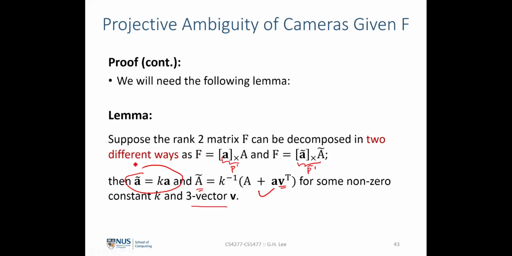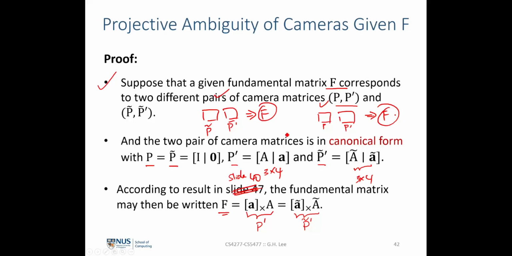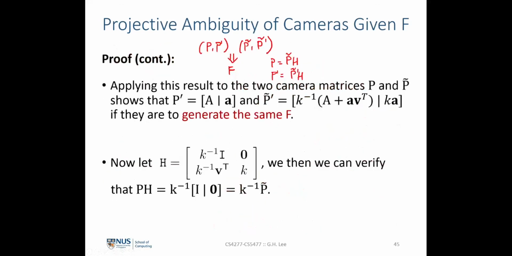Putting these two relations back into the pair of camera projection matrices, we will get this particular result over here, where P and P tilde still stay at the canonical representation, which is I and 0, but P prime and P tilde prime now becomes this particular form of A, and then the P tilde prime would be related to the first camera matrix in this particular form, which is shown by the lemma earlier on.